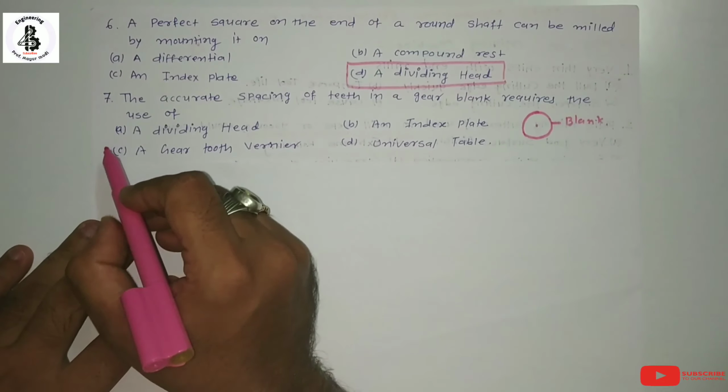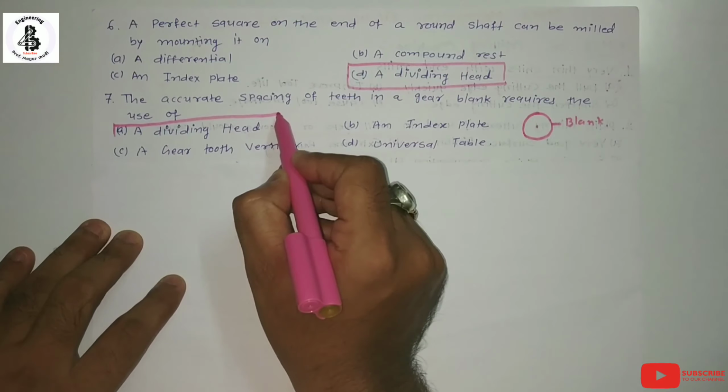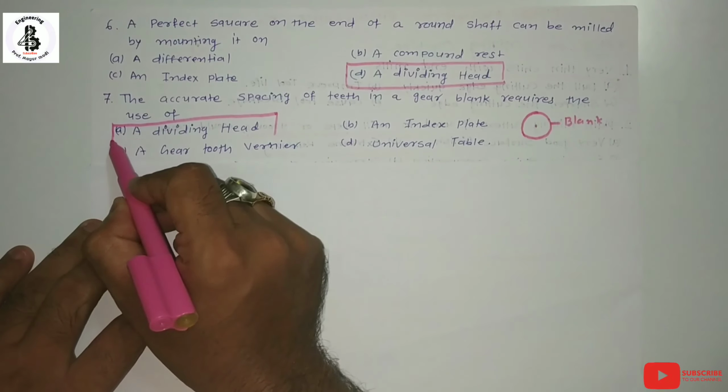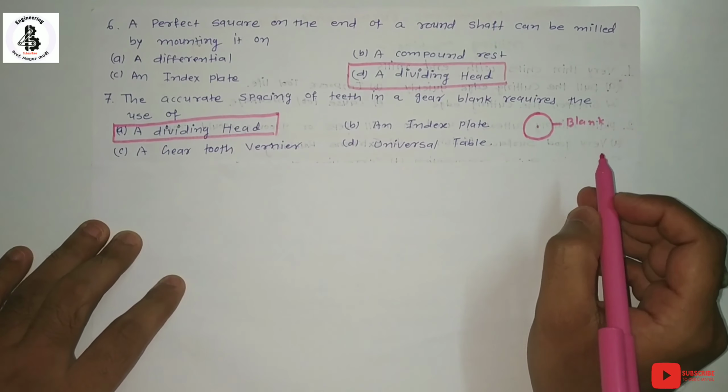So the right answer is a dividing head, which will be used for accurately spacing the teeth in gears. So there are several kinds of mechanisms being used.